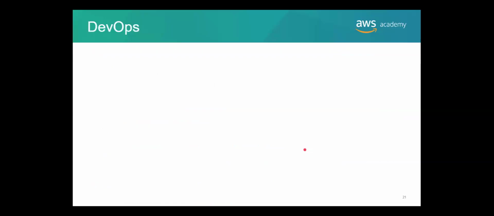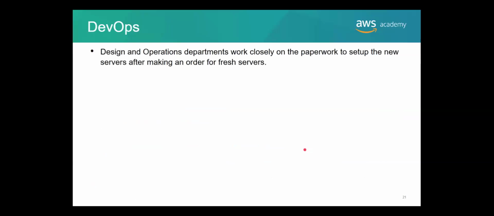Now, what are the plus points we have in DevOps? Let us see. Design and operation departments work closely on the paperwork to set up the new servers after making an order for fresh servers. What is this paperwork I told you? The manual, correct? Now the manual also, side by side, they will start creating. It's not like in the last phase they will sit and create everything. They'll go and check everything.